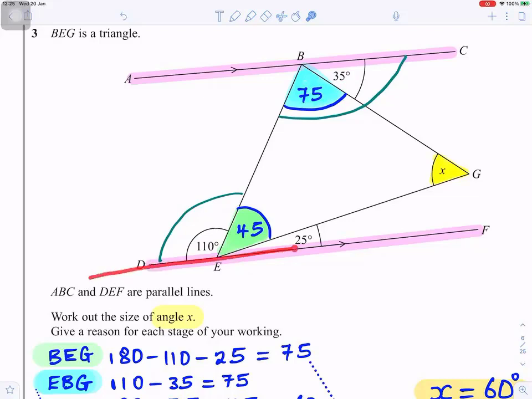Now, this is a straight line, DEF. So the angles on this straight line add up to 180. So 180 take away 110, take away 25 will give you 45. And for this triangle, 180 take away 45, take away 75 will give you X, the angle in yellow which we are looking for.